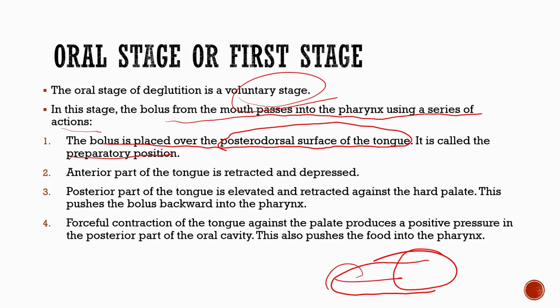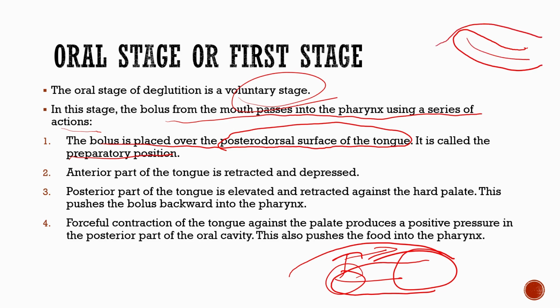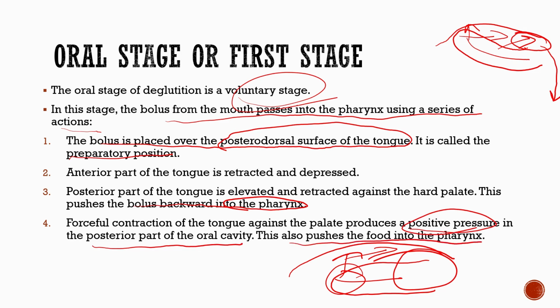The anterior part of the tongue is retracted and depressed against the hard palate. So the tongue is like this, pressed against the hard palate and retracted. The posterior part of the tongue is elevated and retracted against the hard palate. This pushes the bolus backward into the pharynx. Forceful contraction of the tongue against the palate produces a positive pressure in the posterior part of the oral cavity. This also pushes the food into the pharynx.